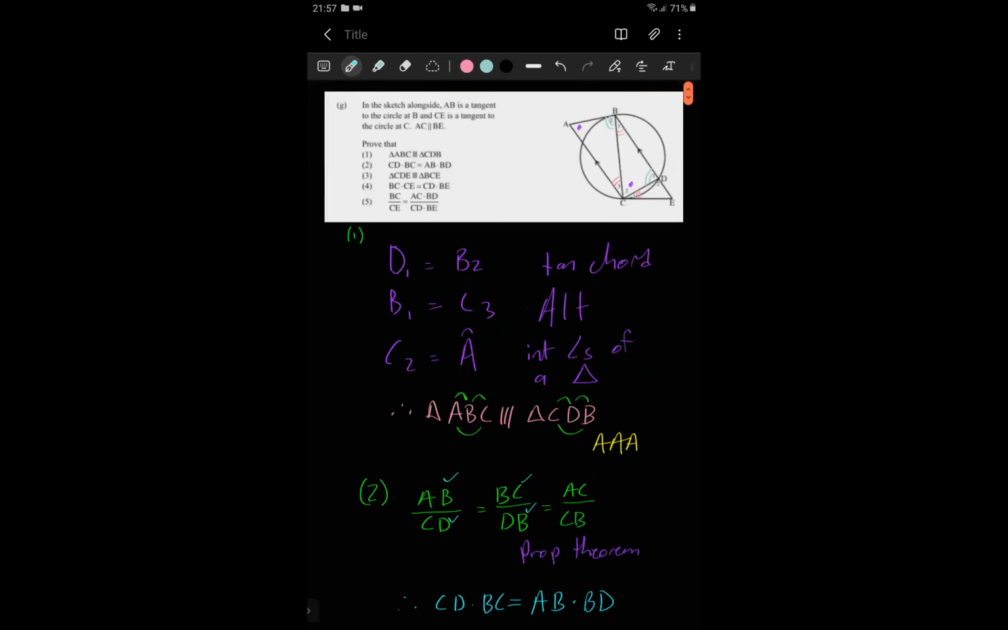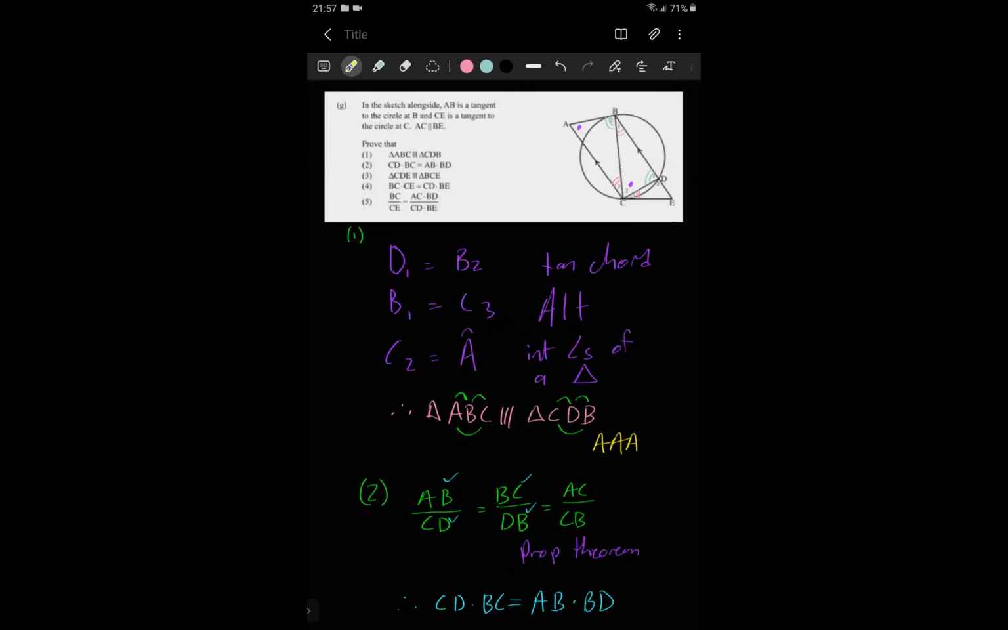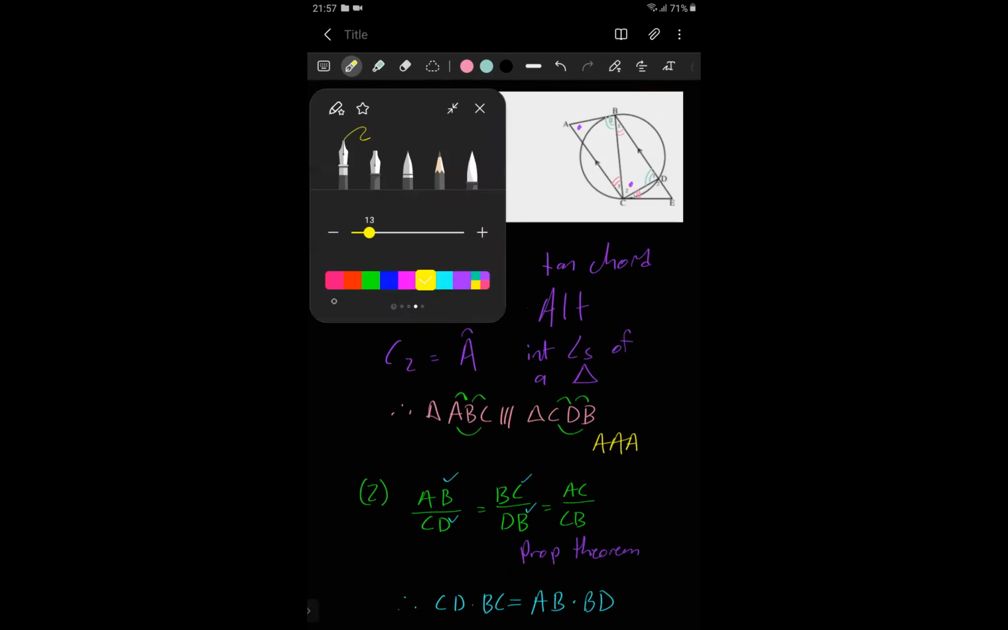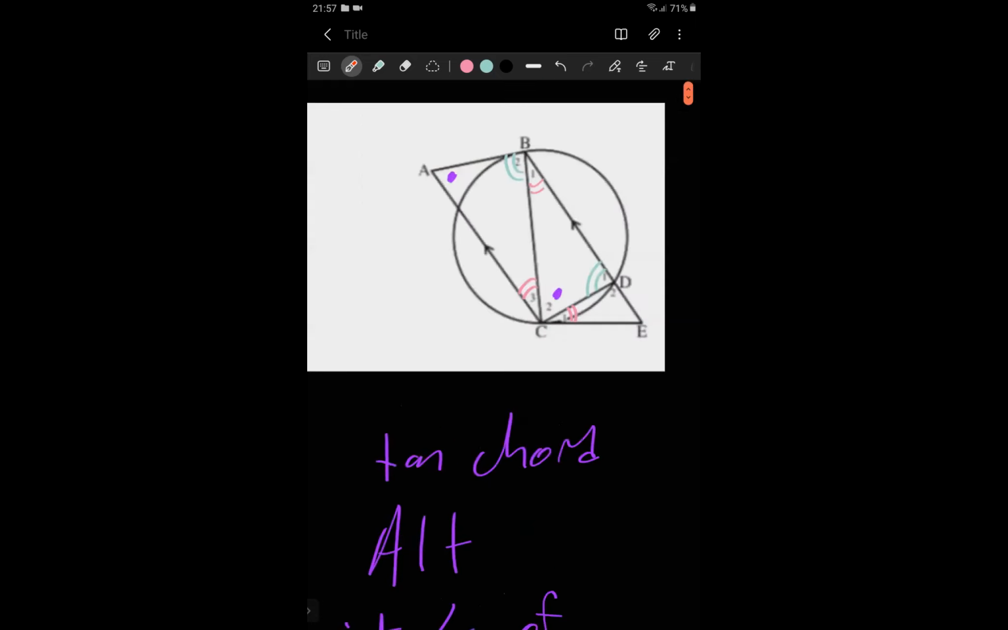But before we get all the way there, we need to just see how all these things are lining up. The next thing is, we need to prove that CDE, that's this small triangle here, is similar to BCE. Now, in this kind of question, the fortunate thing is you already know that this angle is equal to that one because of the tan chord theorem.